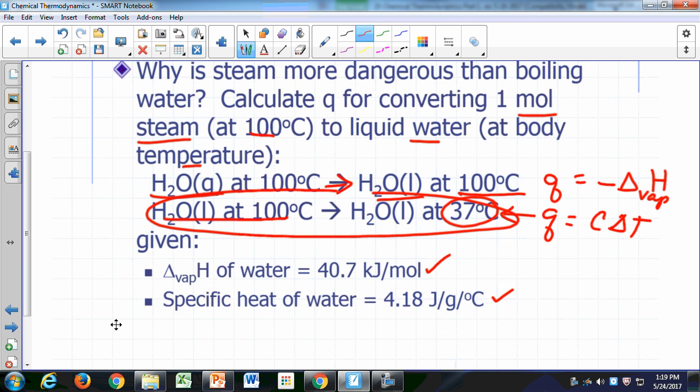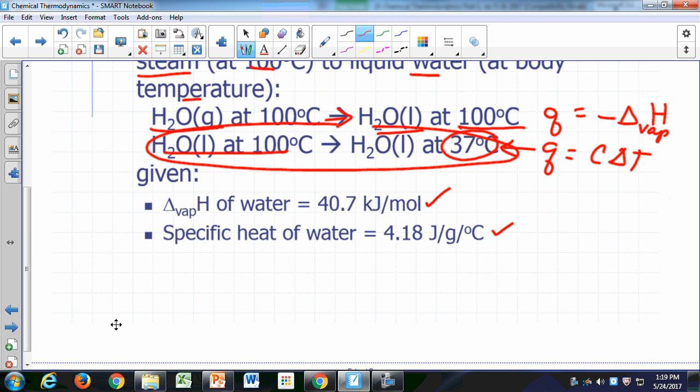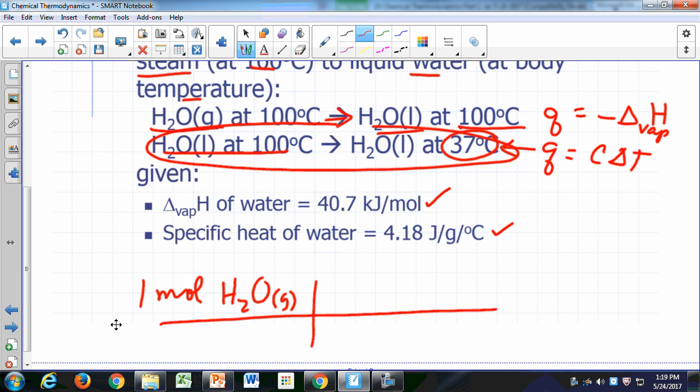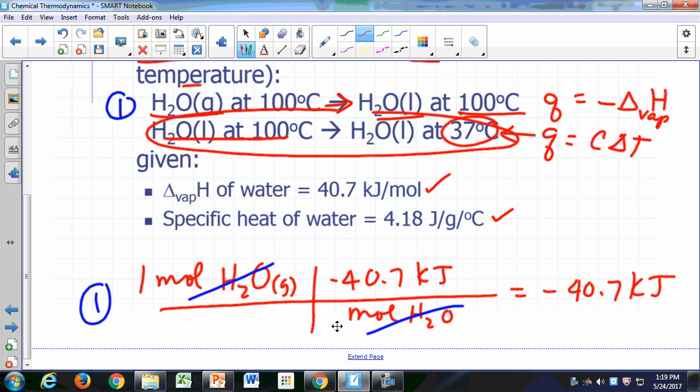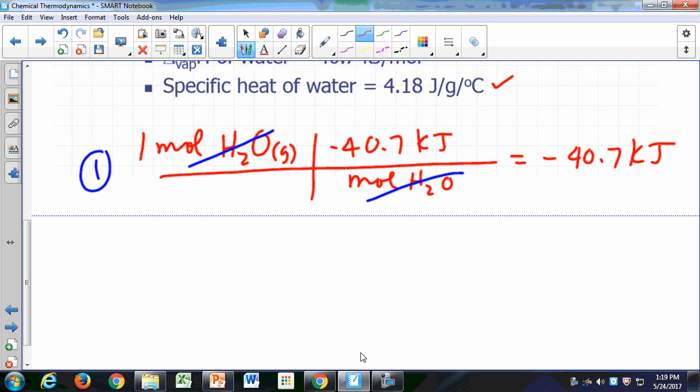Okay, so let's say we have 1 mole of water. So 1 mole of H2O gas times the delta H vaporization, which is negative 40.7 kilojoules per mole of H2O. So that's Q for step 1 right here. Q for the condensation is going to be negative 40.7 kilojoules. What's Q for step 2? For the boiling water to drop down to body temperature, how much heat will it release?